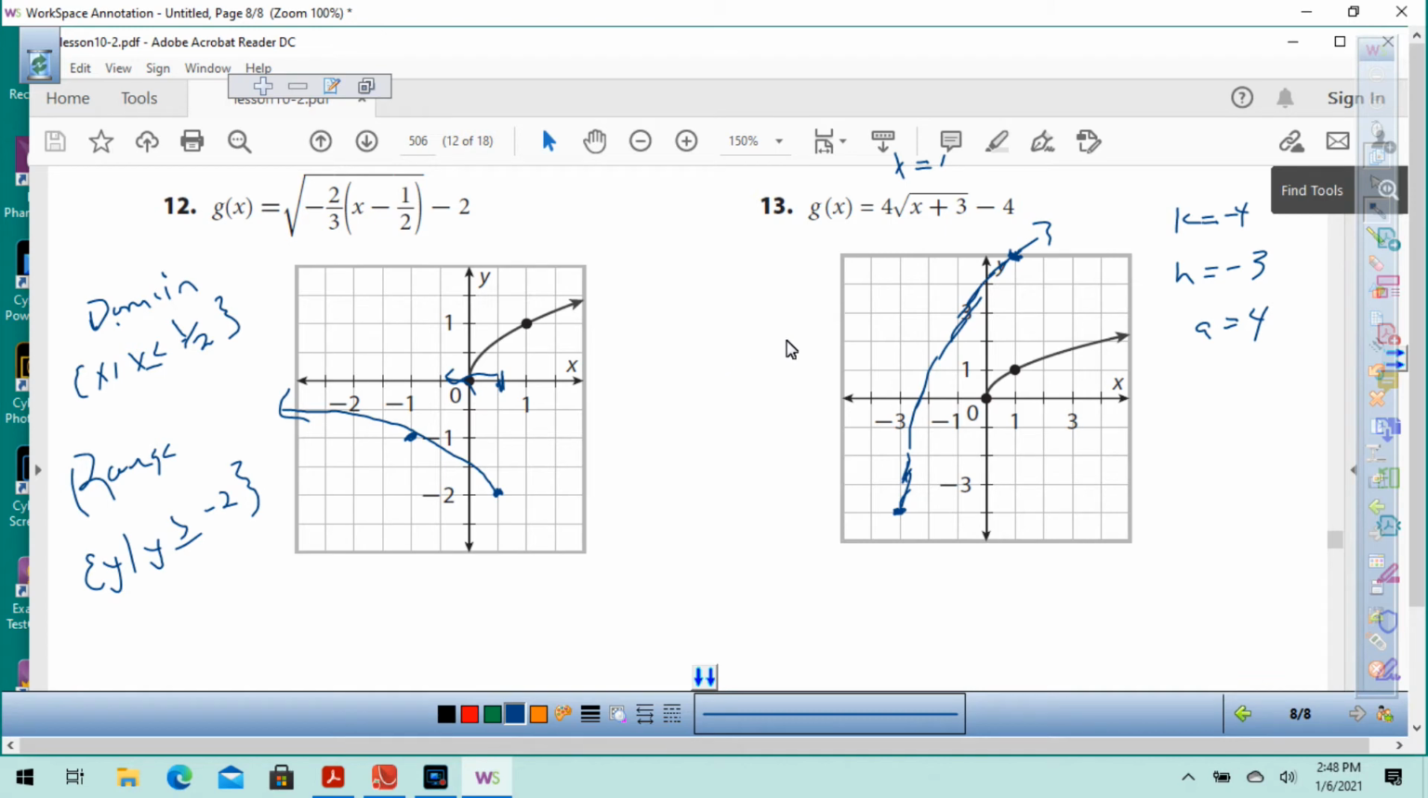All right, and we have our domain. b is positive, and h is -3, so we're going to have x such that x is greater than or equal to -3. And that jives, because it's here and goes. And then our range is going to be y such that y is greater than or equal to -4. And that's right with that. There we go.